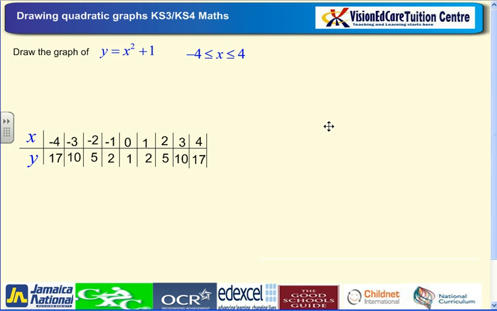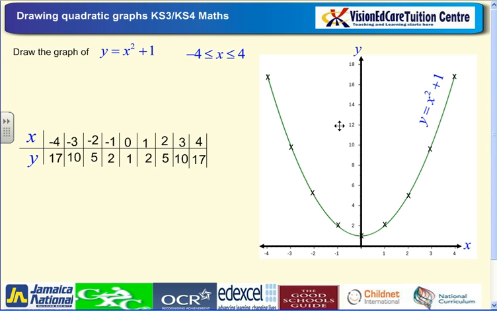Okay, so now that you have drawn your graph, I'm going to share mine with you now. So our first coordinate here is minus 4 and 17, and how you get that is that you have minus 4 all squared, add 1, so minus 4 squared is positive 16, add 1, that's positive 17. So we have minus 4 and positive 17.